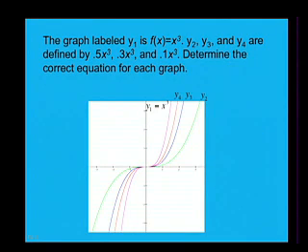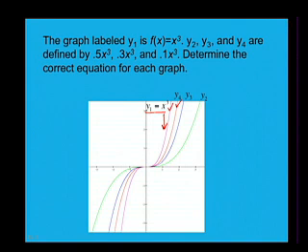Let's take the graph which we have labeled y sub 1, and that is the function f(x) = x cubed. Then we have three other graphs along with the equations defined by 0.5x cubed, 0.3x cubed, and 0.1x cubed. And we need to determine the correct equation for each of these graphs. So our basic graph is y sub 1 = x cubed, and it is this graph right here. And then what's happened is we have that graph being compressed towards the x-axis, giving us these other three graphs here.